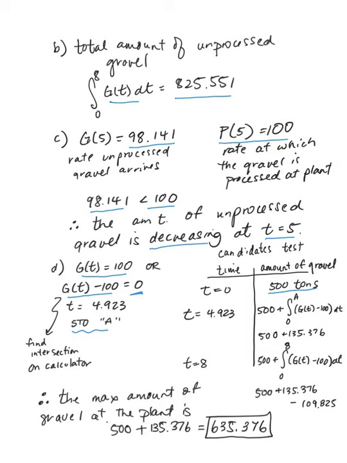Okay, so the max amount of gravel at the plant is going to happen at time t equals 4.923, and that's 635.376 tons.